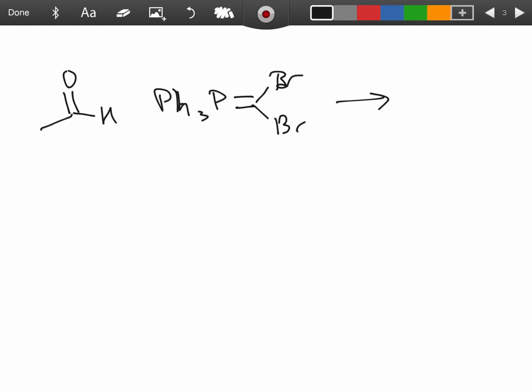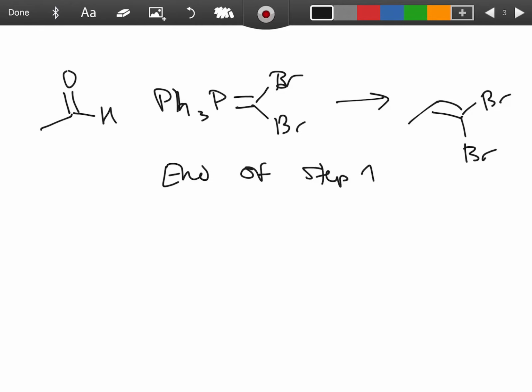And here we just do our Wittig reaction, right? I'm not going to go over the mechanism. We've done that pretty recently. So we get to that. And then this is what reacts with n-butyllithium. So this is the end of step 1. Right, so this is the end of the triphenylphosphine carbon tetrabromide step.